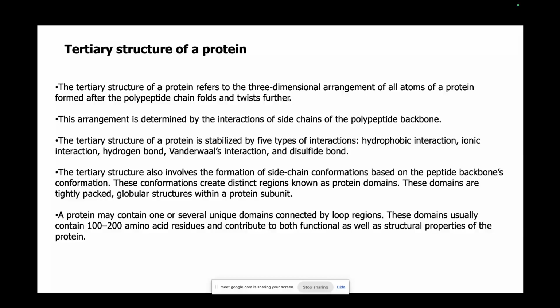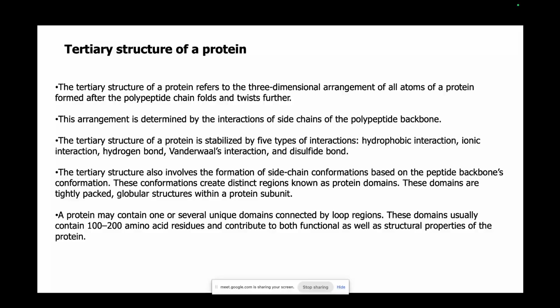Now, the tertiary structure of a protein is basically the 3D arrangement. The arrangement is determined by the interactions of the side chains of the polypeptide backbone, right? If you have alpha helices and beta sheets, how are these individual secondary structures interacting with each other? What kinds of bonds are they forming? And which part of the protein is interacting with which part? That becomes important when you are trying to decipher what the structure is going to be, right?